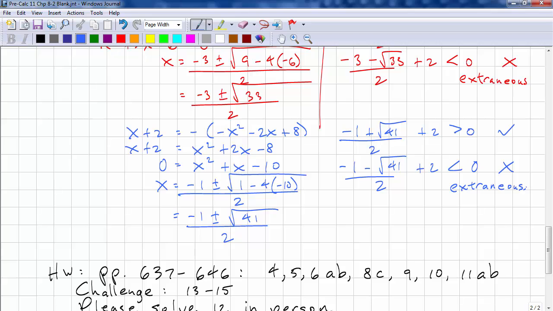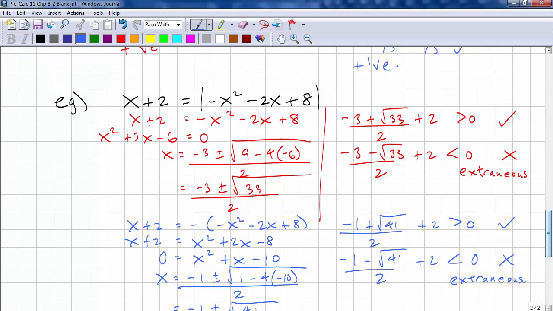Okay, I'll leave it as an exercise for you to check on your calculator to see if these are correct. And that completes this lesson.